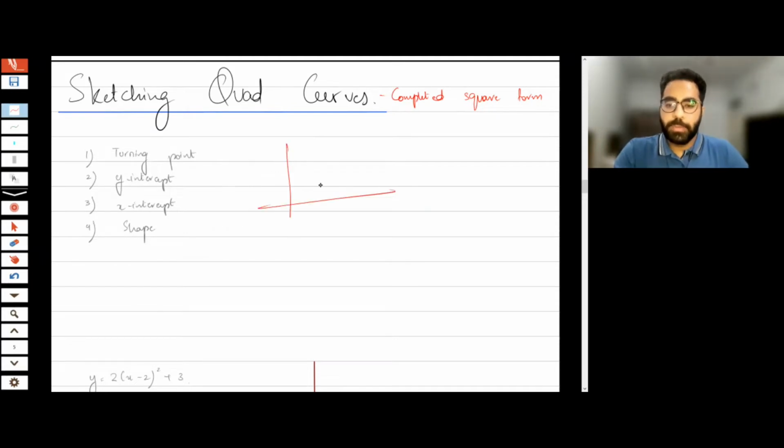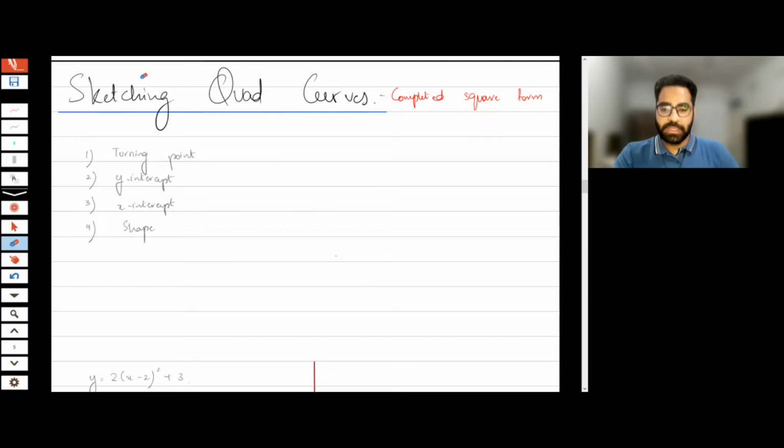What do you mean by the y-intercept? The y-intercept is the point where the graph cuts the y-axis, and the x-intercepts are those points where the graph cuts the x-axis. What do you mean by the shape? A quadratic curve can have two kinds of shapes. It can either be a minima, which is a happy face, or it can be a maxima, which is a sad face. When do we get a minima? We get a minima when the coefficient of x squared is positive, and when do we get a maxima? When the coefficient of x squared is negative.